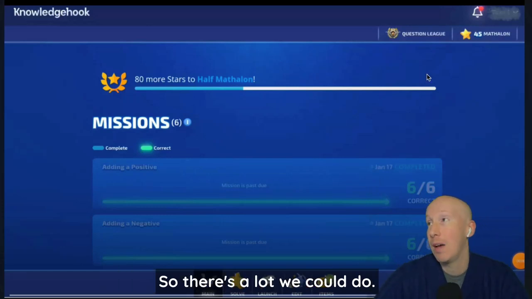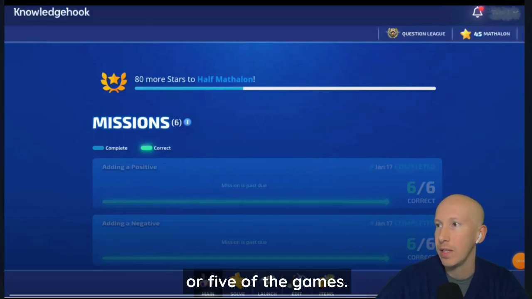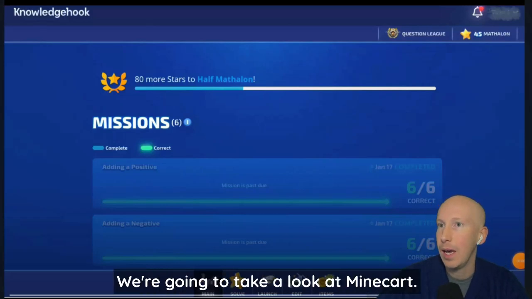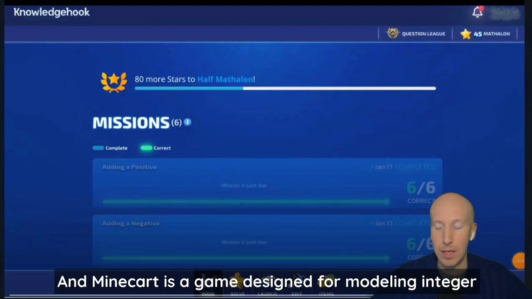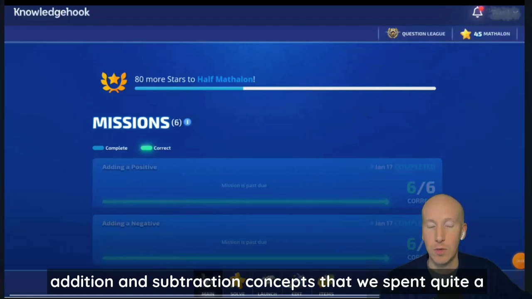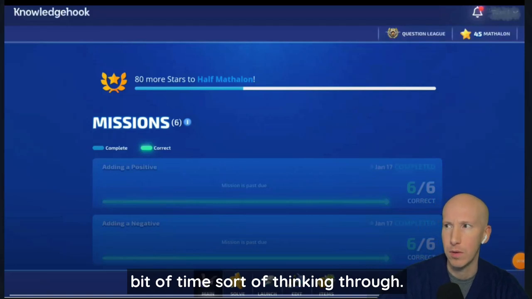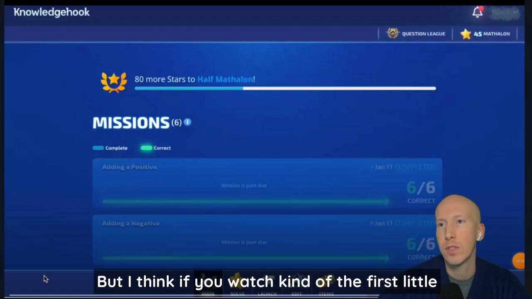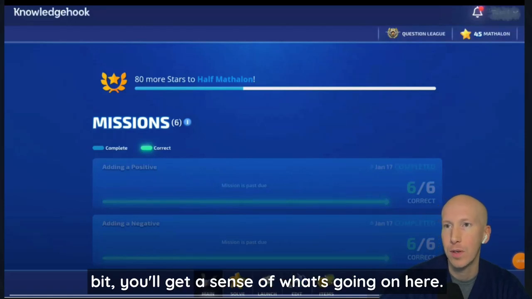So there's a lot we could do. They probably did about maybe four or five of the games. We're going to take a look at MineCart. And MineCart is a game designed for modeling integer addition and subtraction concepts that we spent quite a bit of time thinking through. But I think if you watch the first little bit, you'll get a sense of what's going on.